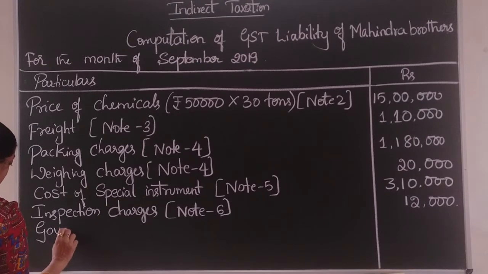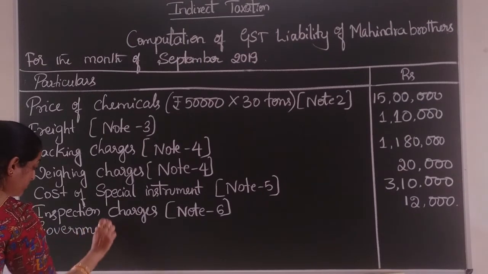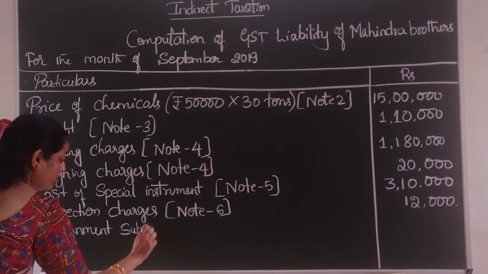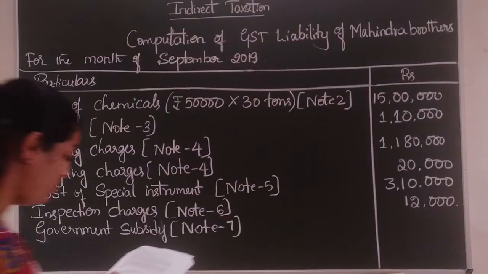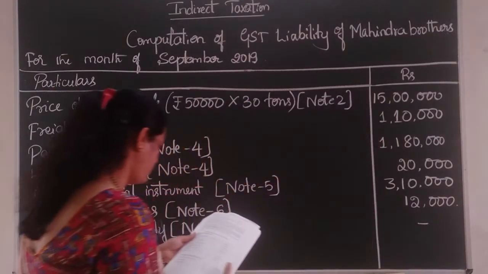Next, government subsidy. Note 7 says that a subsidy not directly linked to the price and provided by the central government and state governments is not includable in the value of supply. So that is not considered. We are not taking the government subsidies into account.